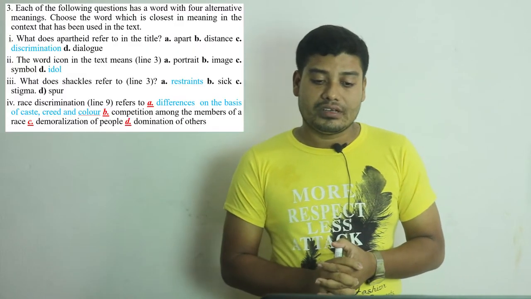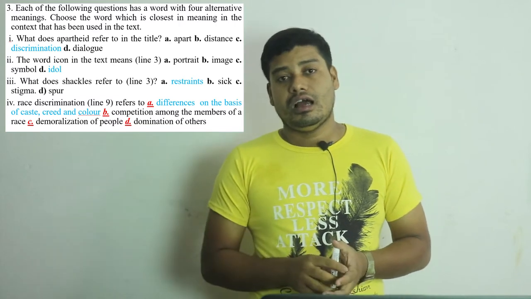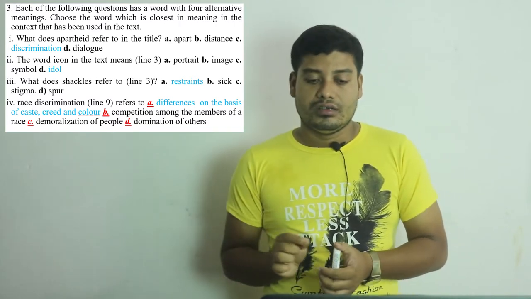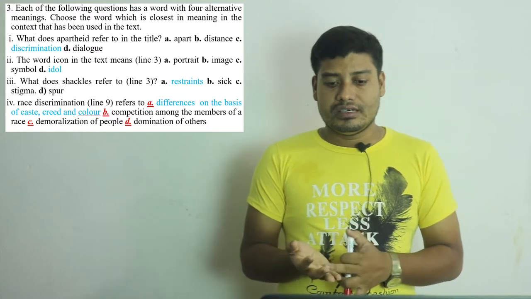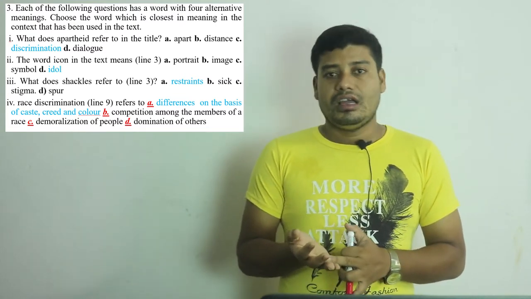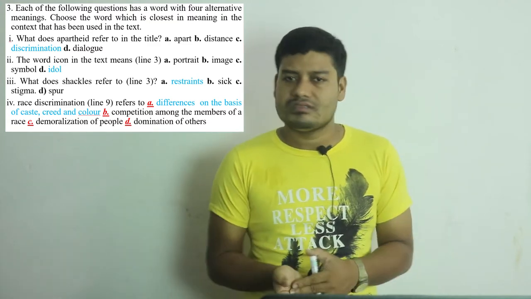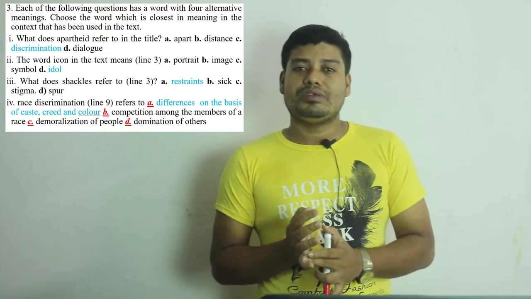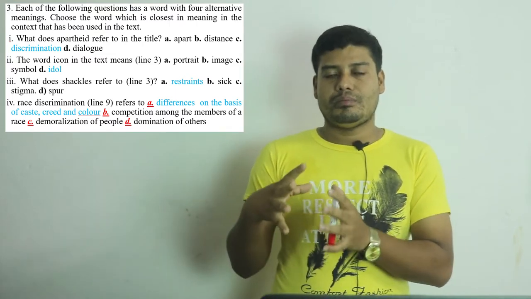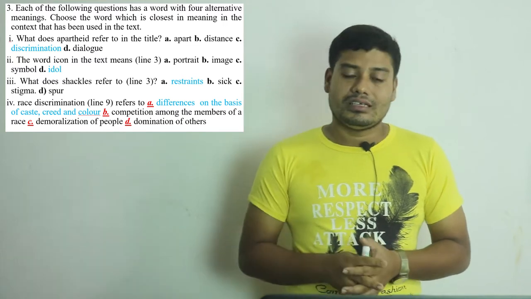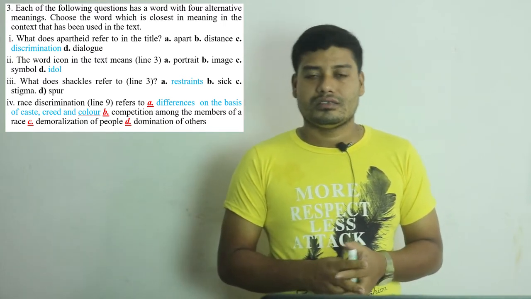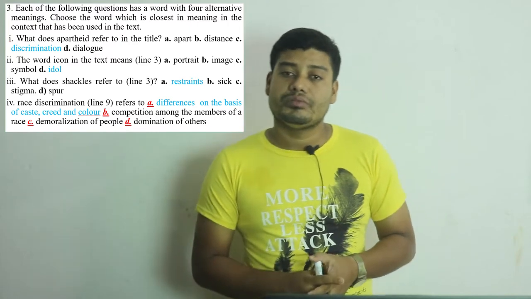Let us turn to the MCQ questions from here. You saw MCQ question means multiple choice questions. Okay, you see the first MCQ is, what does apartheid refer to in the title? I mean, apartheid means what? So there are four answers here. First is apart. Apart means surface. It will not be the answer. Then is distance. Distance is making difference. That will not be the answer. And the third is discrimination. So obviously this is the answer. Apartheid is one kind of discrimination. Last is dialogue. So it will not be the answer. So ultimately the answer is C, that is discrimination.